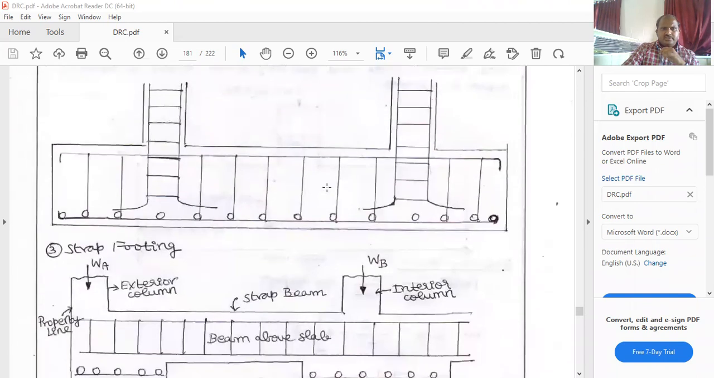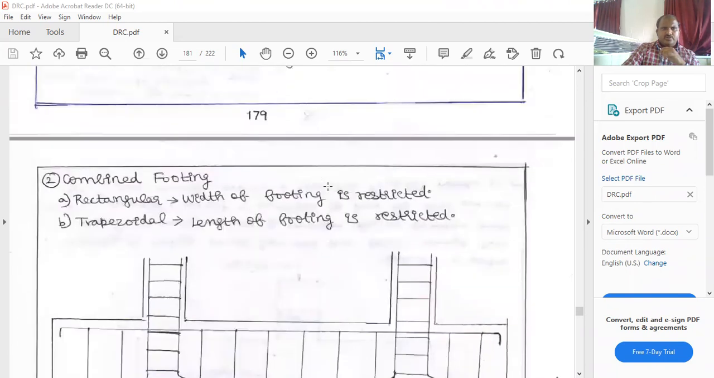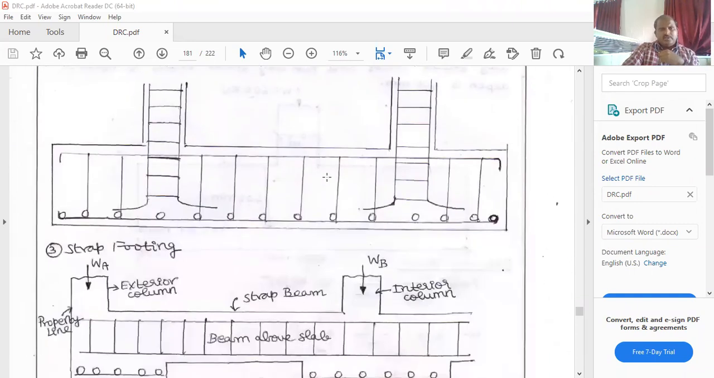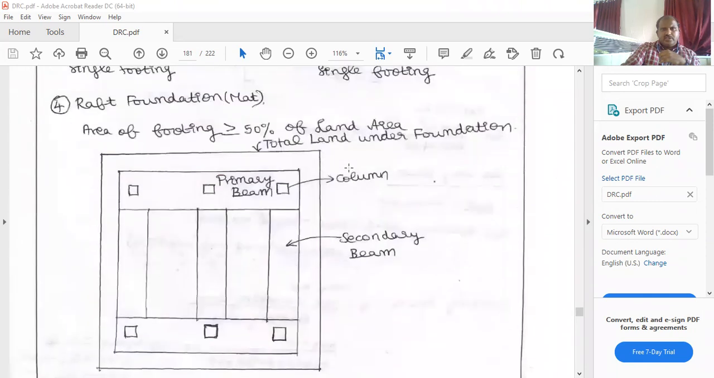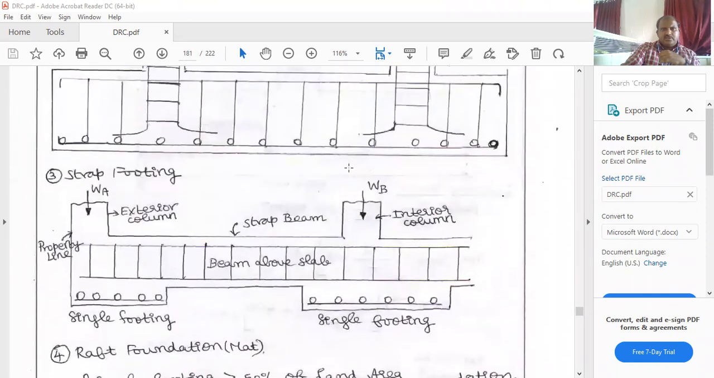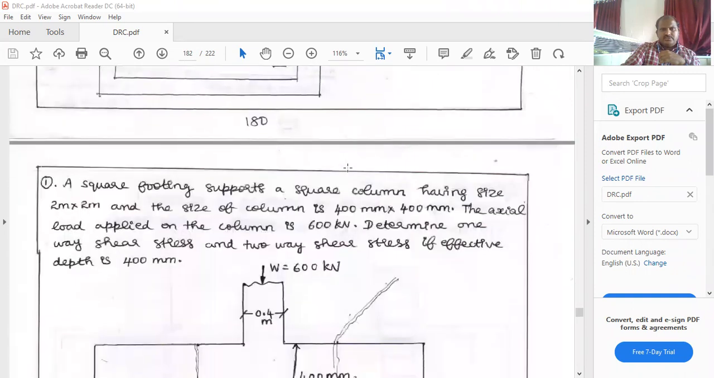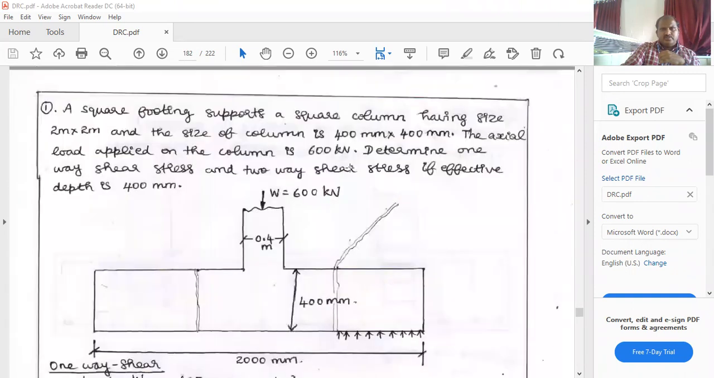Next, we have to see the combined footing. In this case, there are two types: one is a rectangular footing, another one is a trapezoidal footing, and then strap footing and raft footing. This is the pictorial example of all types of footings. Next, we have to see some problems.